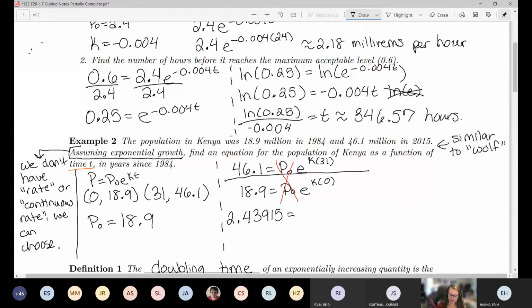But if we have two things with the same base and we're dividing them, we're going to subtract their exponents. So I essentially have 31k minus 0k, so that's going to leave me with e to the 31k. That's a very gross looking k. So that essentially gives me that. There we go.